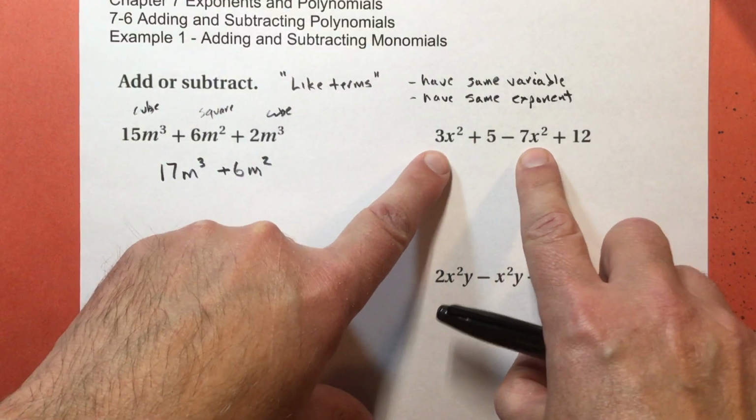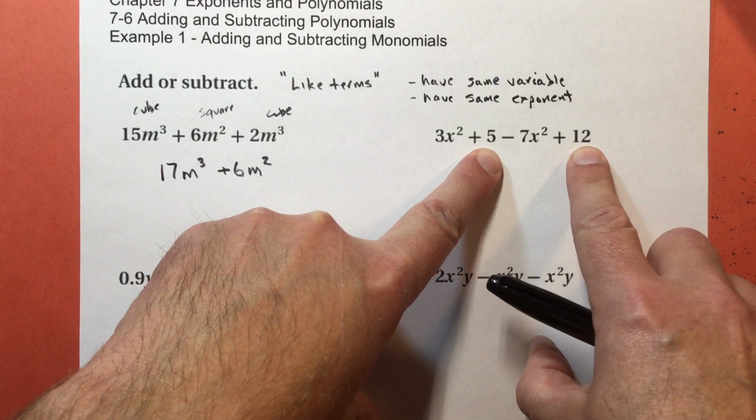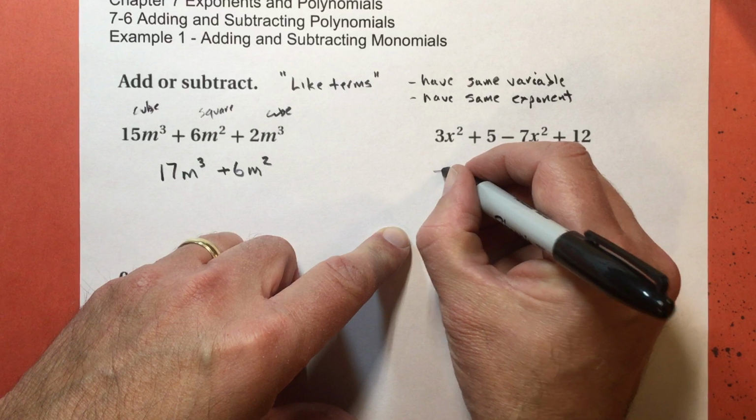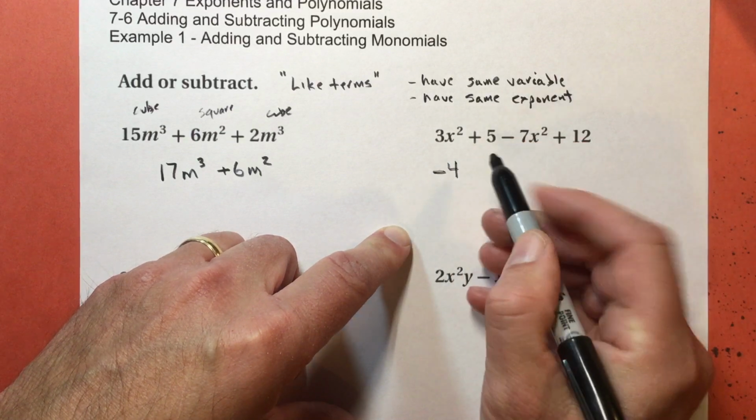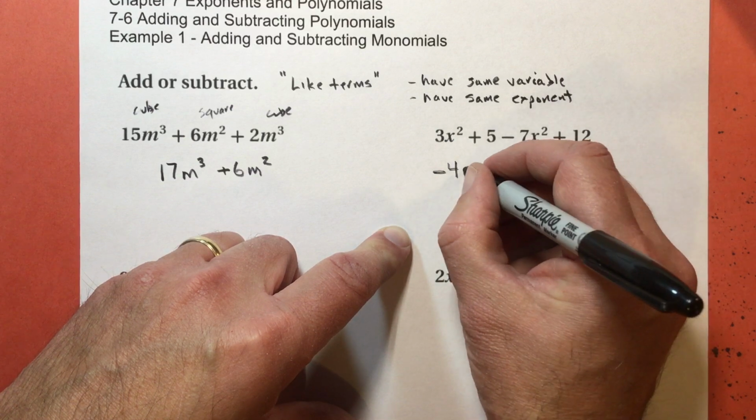But these two represent the big square. These two represent the little square. So I'm going to put these two together. 3 plus -7 is -4. So if someone takes away 7 of my x squared, and I only got 3, I still owe that person 4 of them.